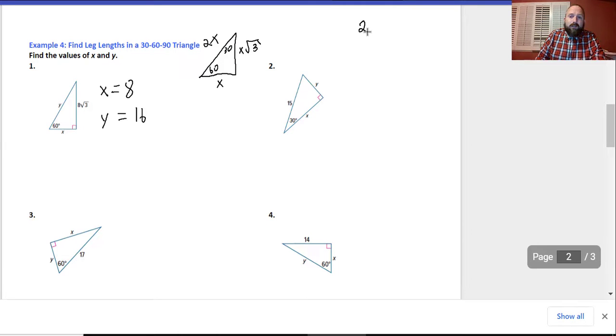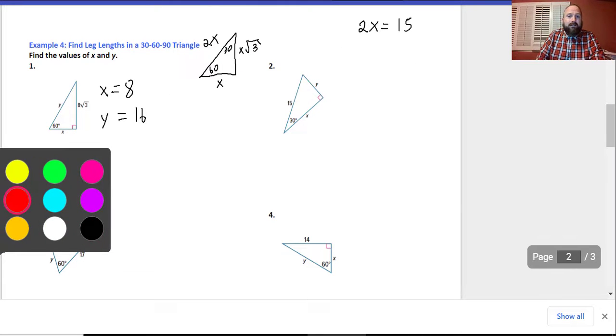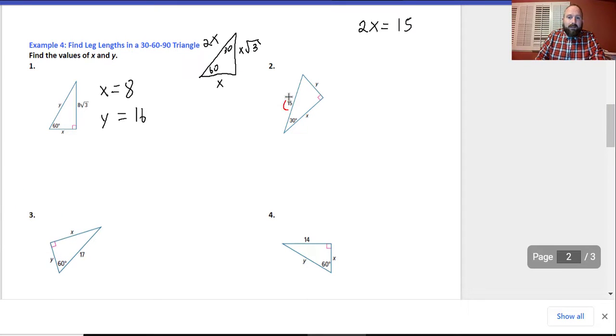All right, looking at this, I see that across from the 90 degrees is 15. So I know that 2x is equal to 15. So if I divide by 2 on both sides, because this was the 2x right there, I get 7.5 is equal to x. But wait, it's not really x, or is it?